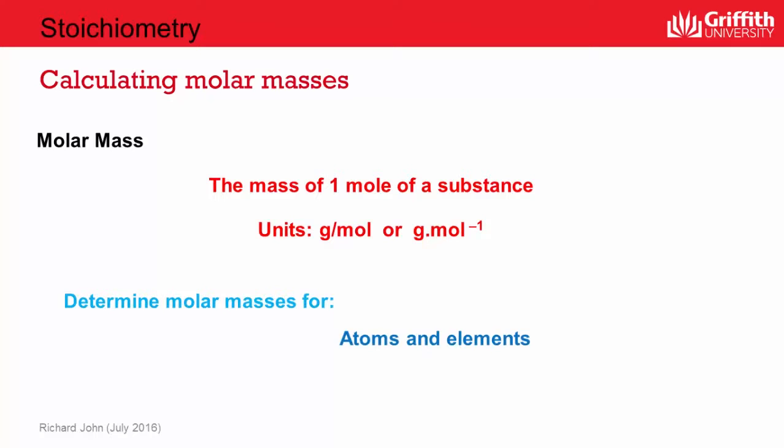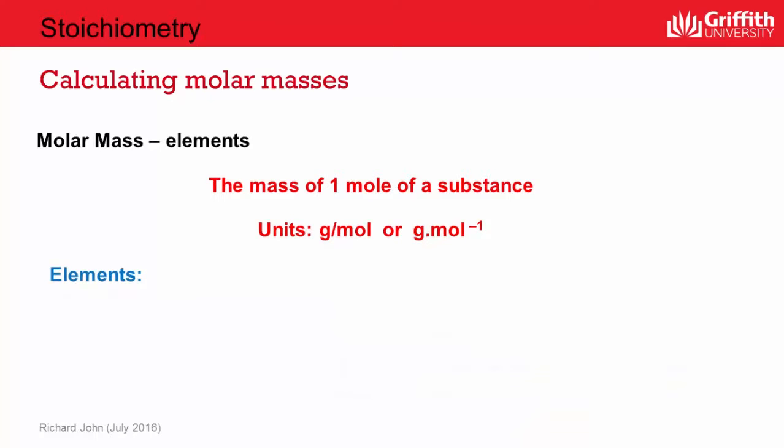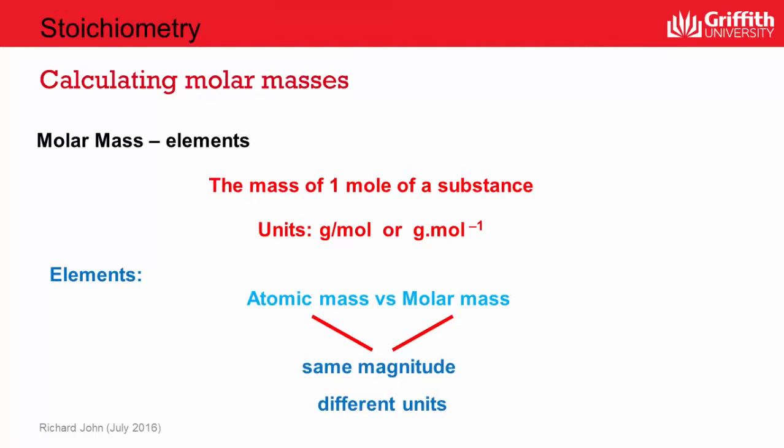For example, we need to determine the molar mass for atoms and elements, for molecules and molecular compounds, as well as for ions and ionic compounds. So let's start with elements. Let's consider the similarities between measuring the atomic mass of an atom or an element versus its molar mass. Both will have the same magnitude, but different units. The units for atomic mass are atomic mass units, whereas the units for molar mass are grams per mole.